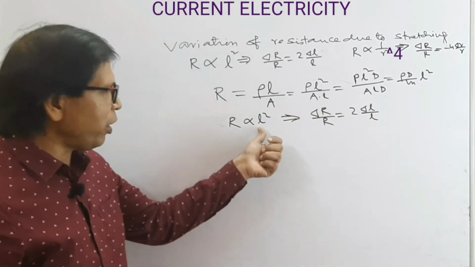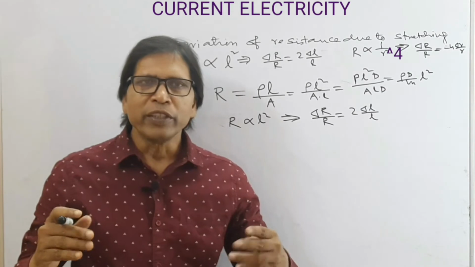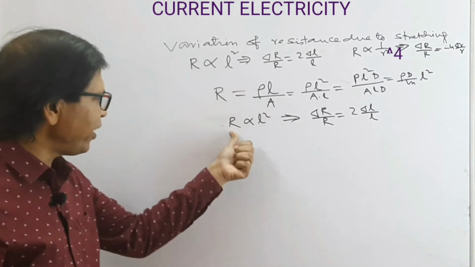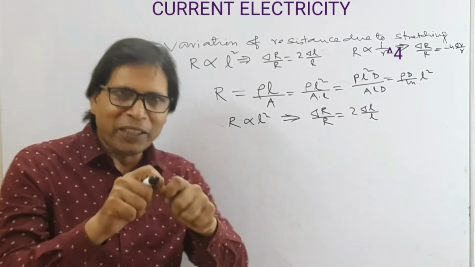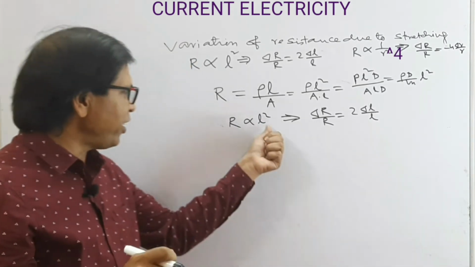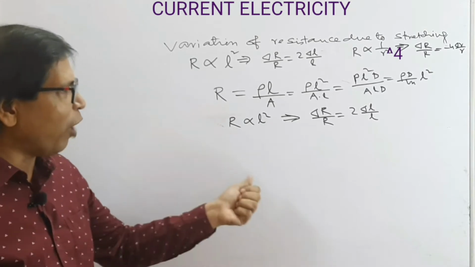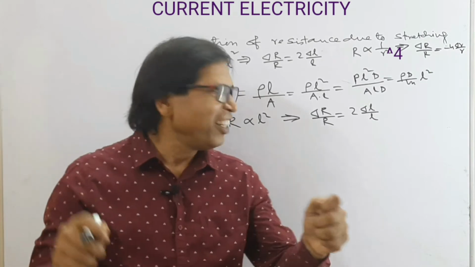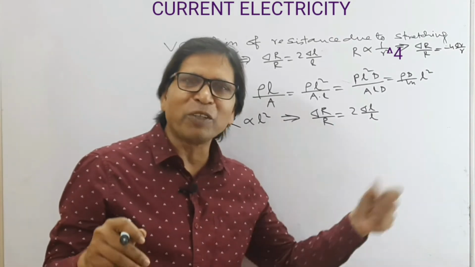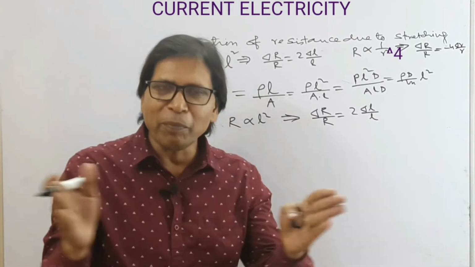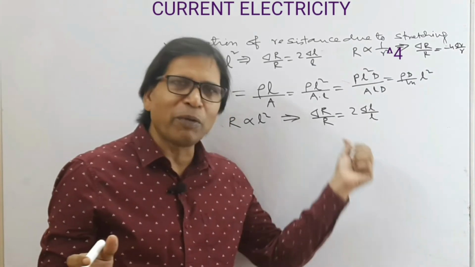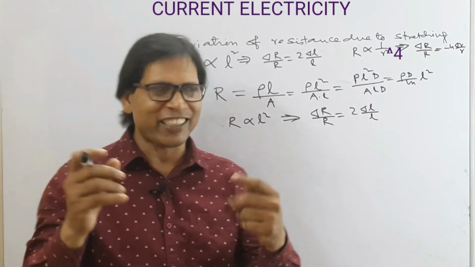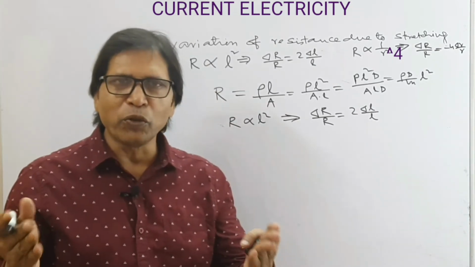That is, if a wire is stretched to twice its initial length, its resistance becomes 4 times. If it is stretched 3 times, its resistance becomes 9 times. Now, if the length of a wire is stretched by 1%, the resistance increases by 2%. Stretched by 3%, resistance increases by 6%. Okay, understood? Now next.